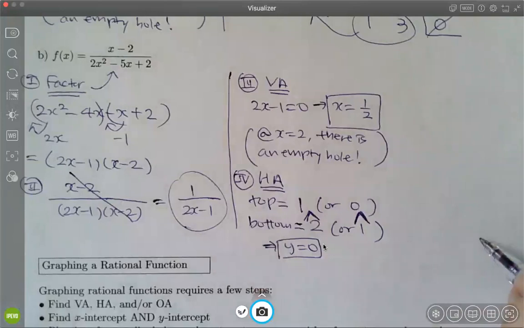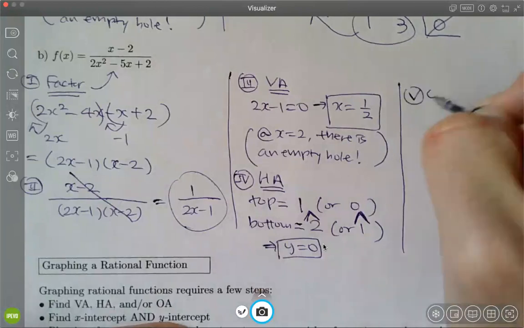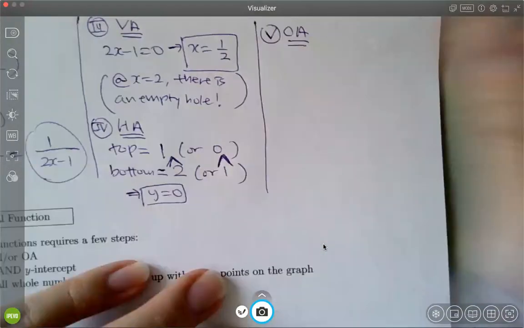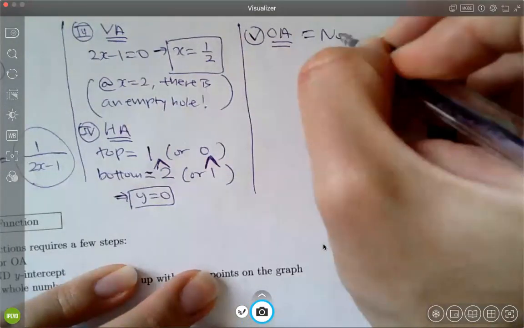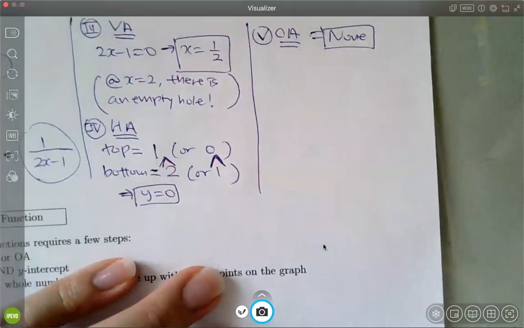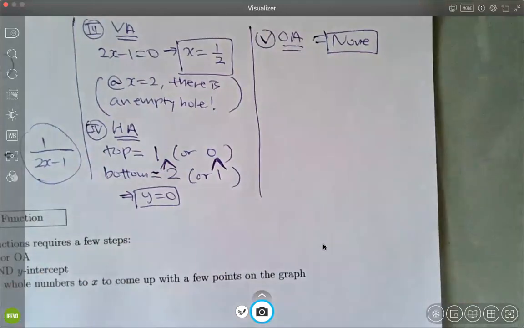Okay, and now oblique. Is there any oblique asymptote? No. Okay, so oblique asymptote, there isn't one. Any questions up to this point? Okay, so once again, first of all, finding asymptotes requires you to remember all the schemes. And number 2, you have to check for the common factors between top and bottom. If there is one, there won't be any asymptotes there.